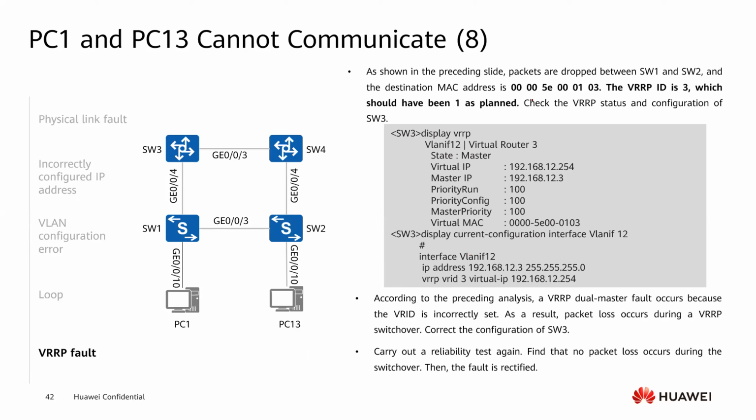VRRP. As shown in the preceding slide, packets are dropped between SW1 and SW2. The destination MAC address is 00, and the VRID is 3, which should have been 1 as planned. So we configure on SW3 the VRRP VRID, changing 3 to 1.